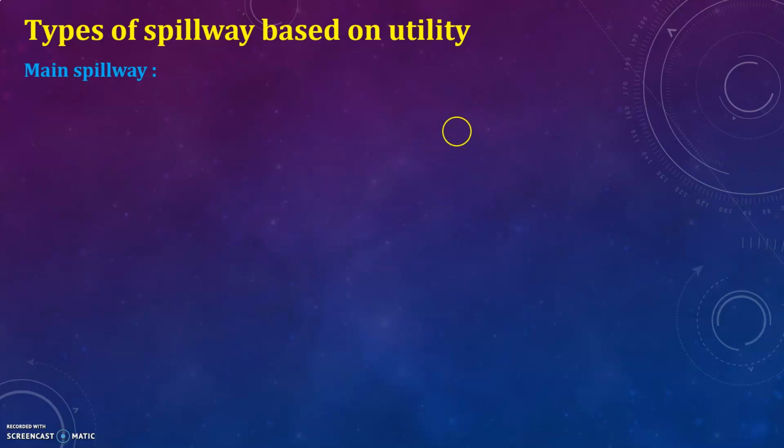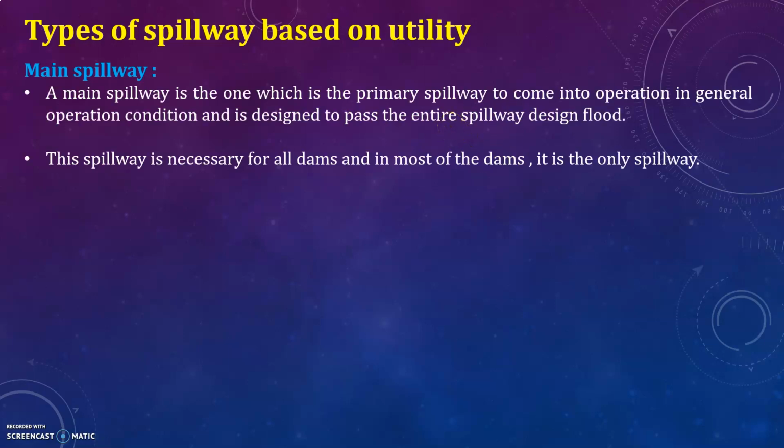The first one is the main spillway. A main spillway is the one which is the primary spillway to come into operation in general operation condition and is designed to pass the entire spillway design flood. This spillway is necessary for all dams, and in most dams it is the only spillway. The second one is the auxiliary spillway.